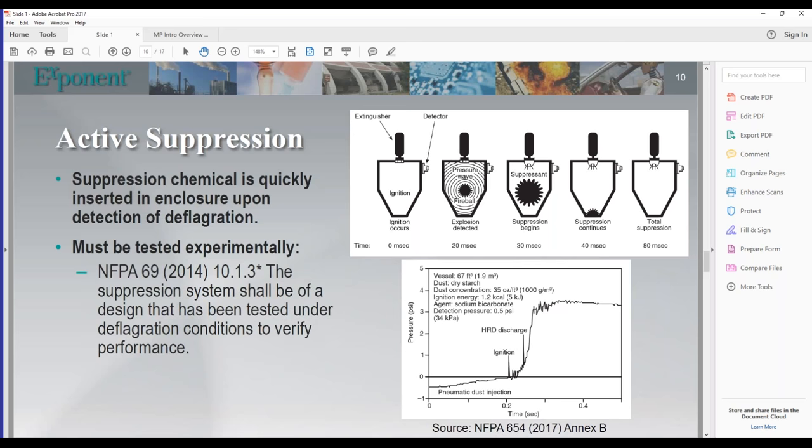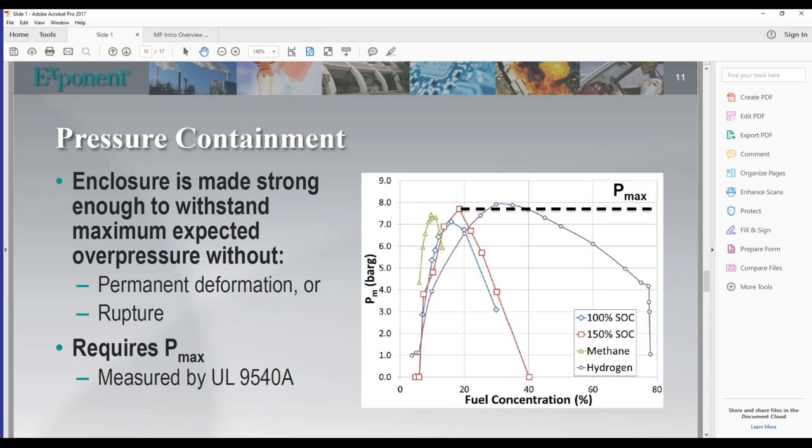So I don't think that the UL test would really give you too much information. I think you actually would have to do some sort of additional testing. Next.